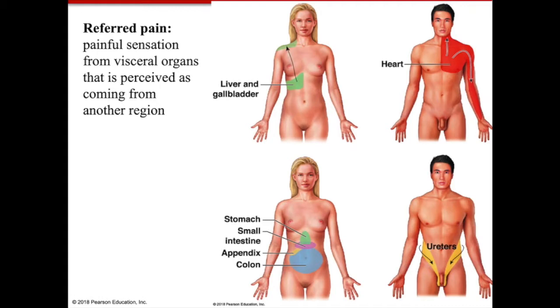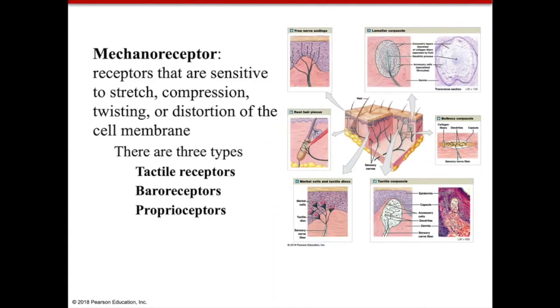So we finished pain, the anatomy of the pain receptors, and now we move to mechanoreceptors. Here you'll need to know all the different kinds of mechanoreceptors that exist. But before we go into the names, I want you to repeat again that mechanoreceptors respond to some sort of movement of the body. So we talk about stretch, compression, twisting, or distortion of the cell membrane.